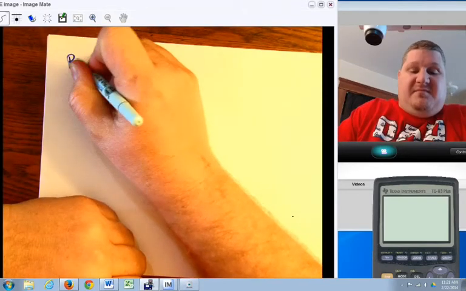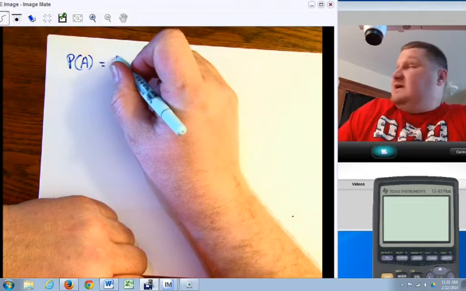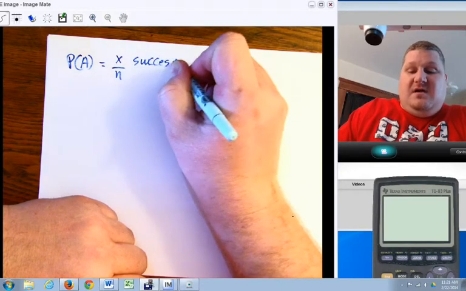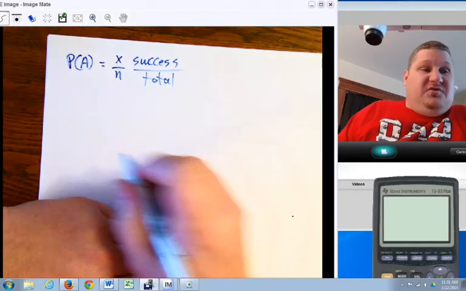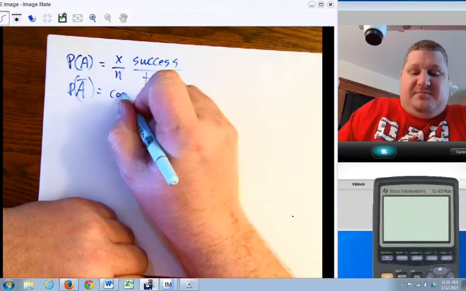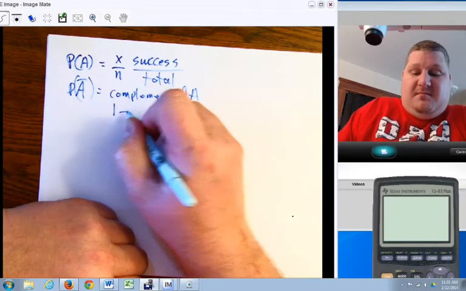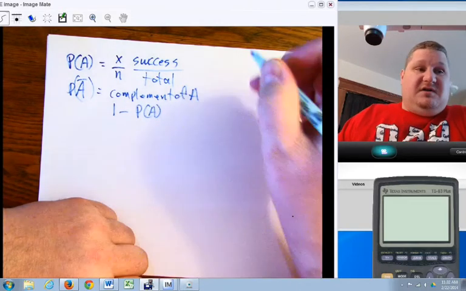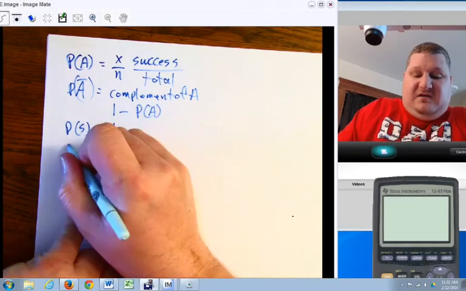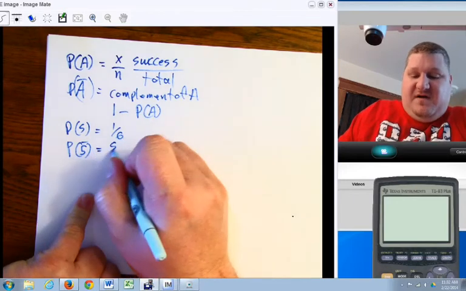Your basic probability is P of A. Now, in theoretical probability, that's usually X out of N, or successes out of total. Do remember that P of A bar is going to be the complement of A, or 1 minus P of A. So on a standard six-sided die, probability of a 5 is 1 out of 6, so the probability of 5 bar, or the complement of 5, would be 5 out of 6.